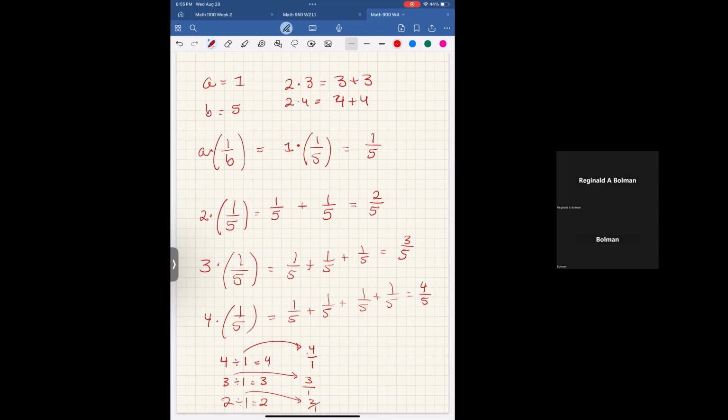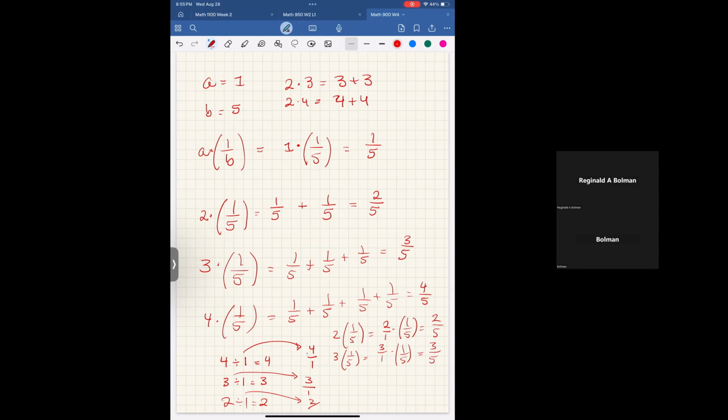What this means is that we can rewrite 2 times 1/5 as 2/1 times 1/5. And we know that that is equal to 2/5. We can rewrite the 3 times 1/5 as 3/1 times 1/5.